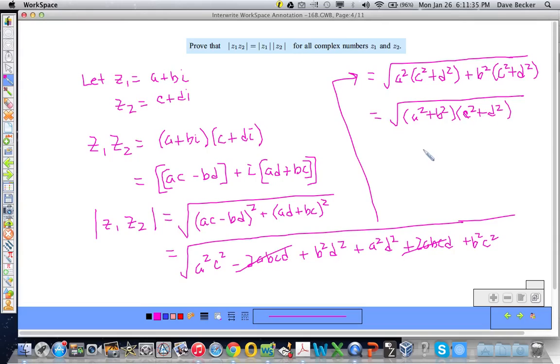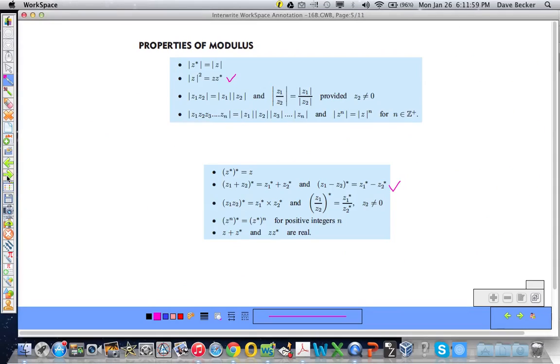Giddy up, giddy up, giddy up, which is equal to the square. See where we're going? a squared plus b squared times the square root of c squared plus d squared, which is equal to mod z1 times mod z2. In your face. Very simple, very easy. Okay.